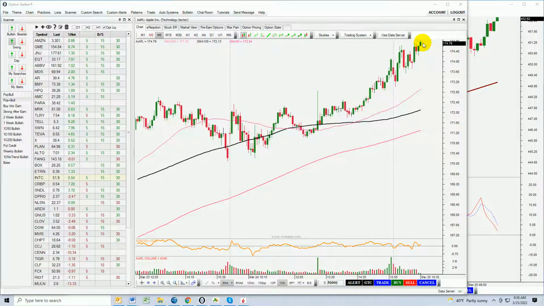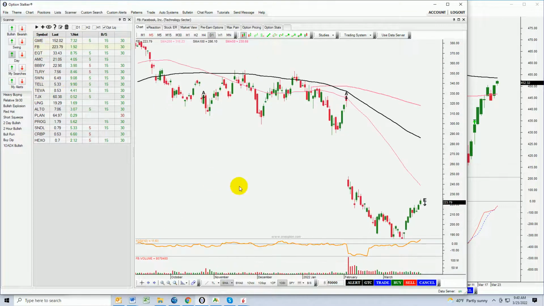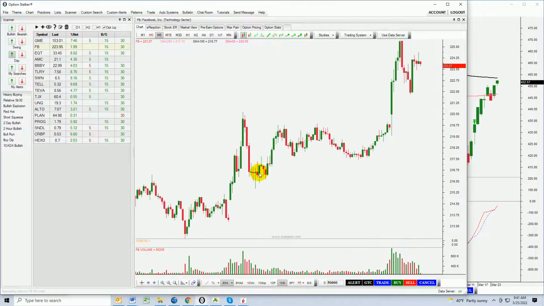How does he do it? List. There's one that strikes me. Facebook is up. You can see downward sloping trend line, breach to the upside through this horizontal resistance, nice little uptrend, good relative strength. All right, let's take a look at the 5-minute chart.